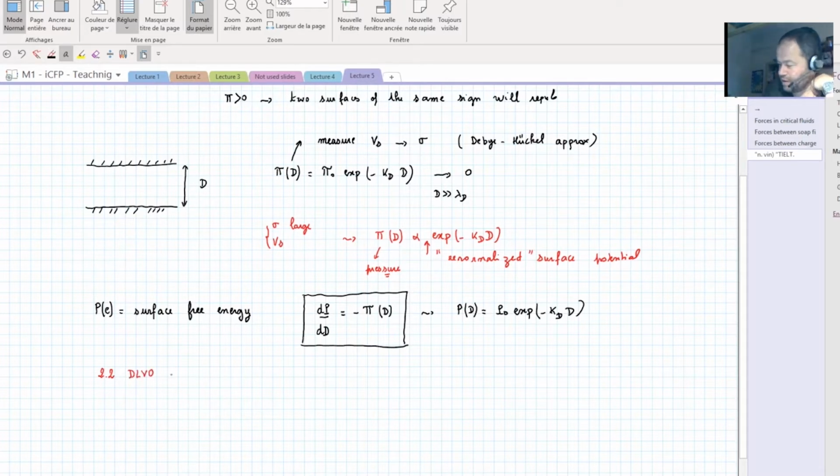that is the DLVO theory. So the DLVO theory, you discussed that with David. The names are for Derjaguin, Landau, Verwey, and Overbeek.